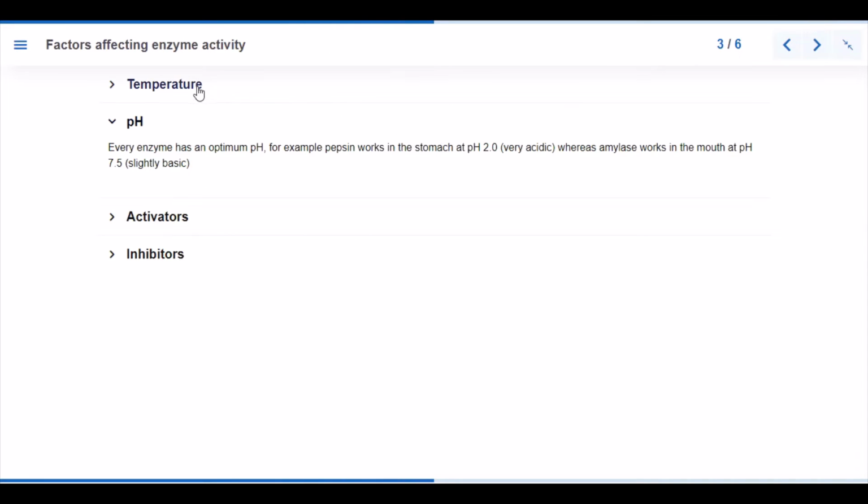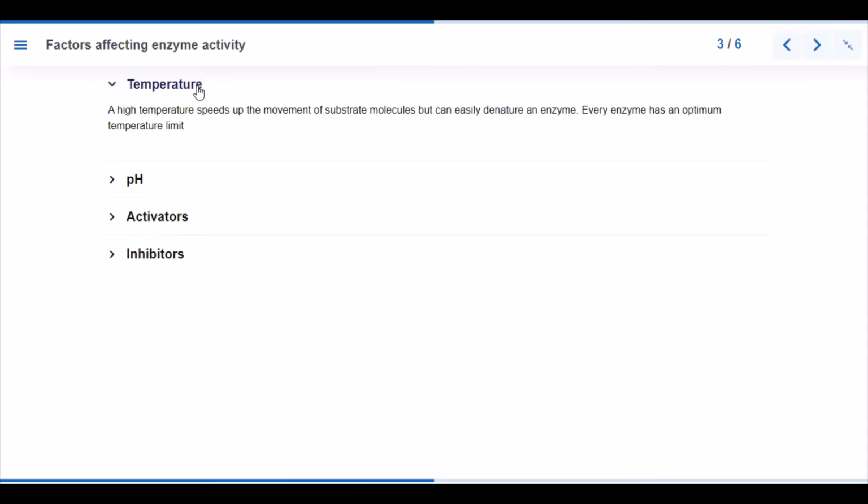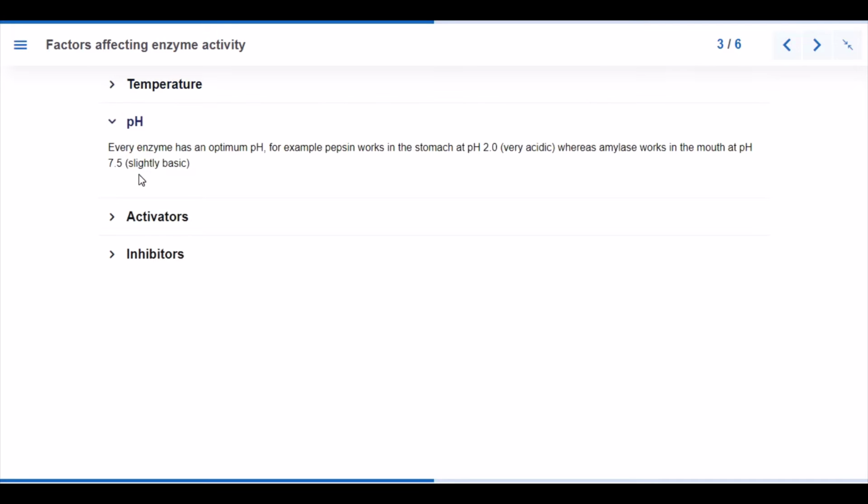Factors affecting enzyme activity. The first factor we have here is temperature. A high temperature speeds up the movement of substrate molecules but can easily denature an enzyme. Every enzyme has an optimum temperature limit. Every enzyme has an optimum pH limit as well. For example, pepsin works in the stomach at pH 2, very acidic, whereas amylase works in the mouth at pH 7.5, slightly basic.